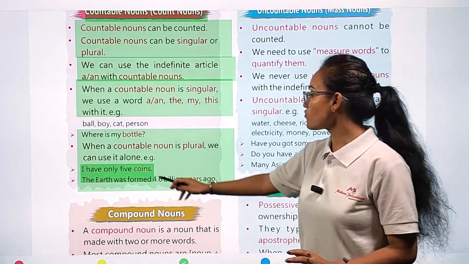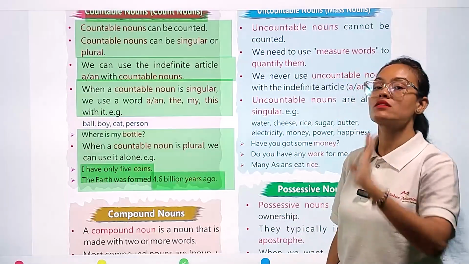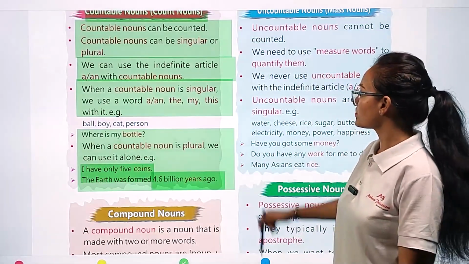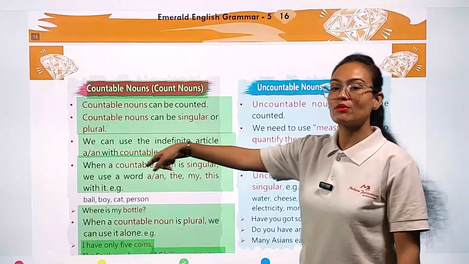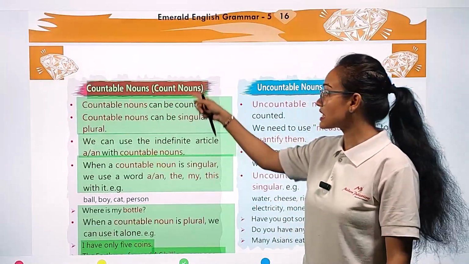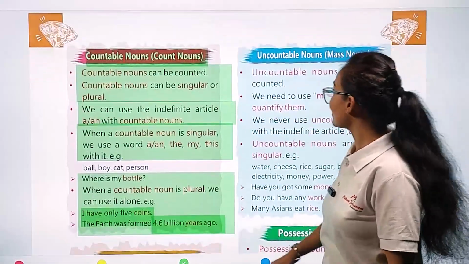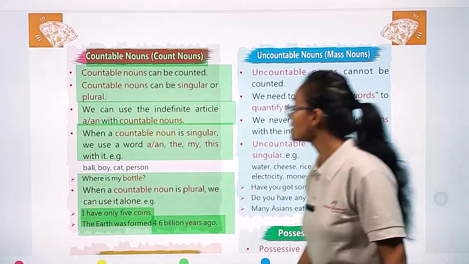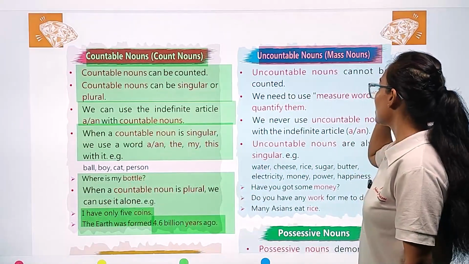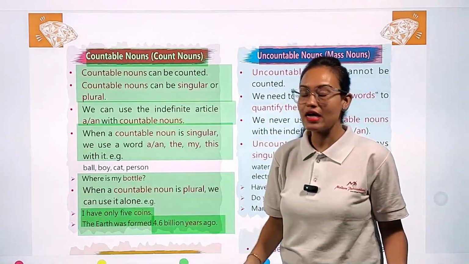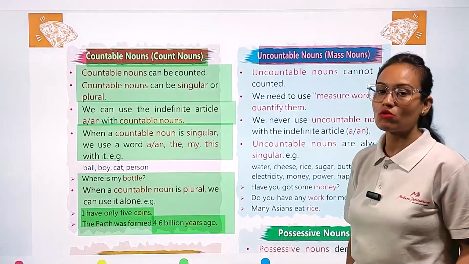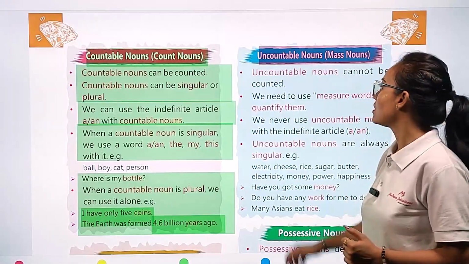The earth was formed 4.6 billion years ago. So this is all our countable nouns, meaning the nouns which we can count are called countable nouns. Now, what is the meaning of uncountable noun? Let's see. Uncountable noun means mass nouns. The other name of uncountable noun is mass noun.